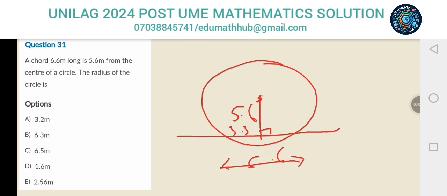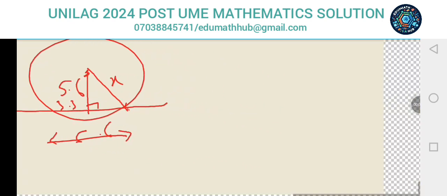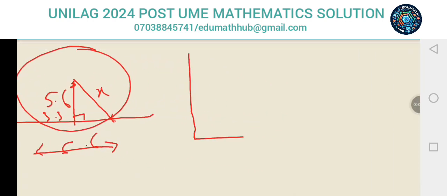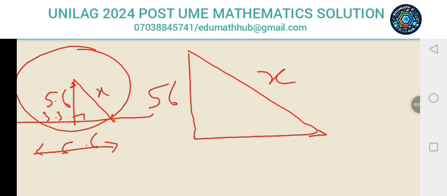Then the radius of the circle is from here to here. This is the radius of the circle, which is what you're looking for. Let me call it x. So the full diagram will look like this: a right angle triangle. This part is x, which is the radius, what I'm looking for. This place is 5.6. And this part is 3.3, which is half the length of the chord. Now you have to solve this and look for the value of x.